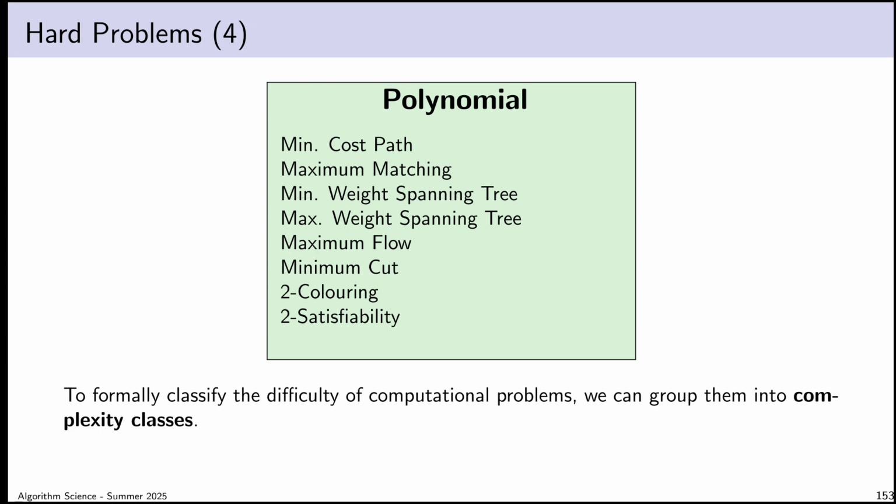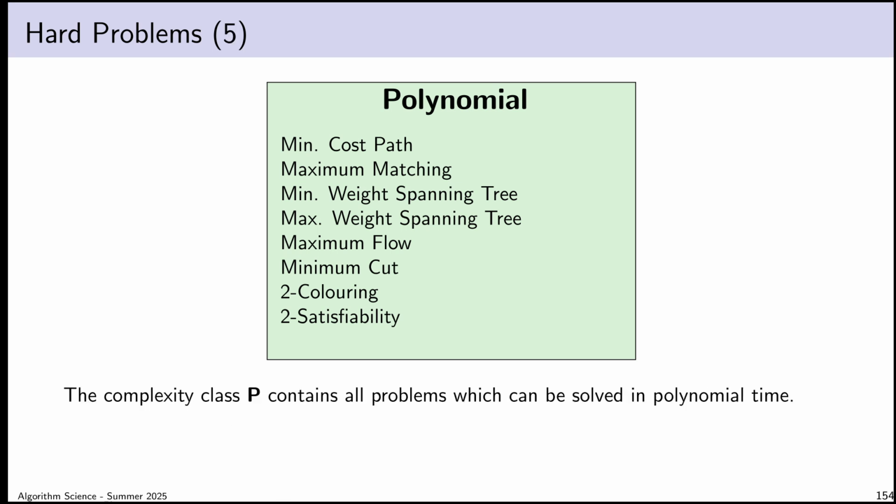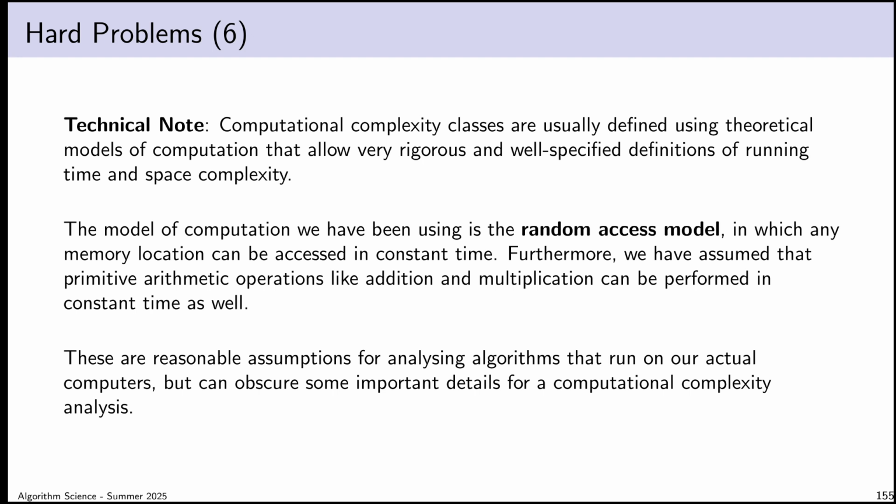One very natural complexity class is to take all problems that can be solved in at most polynomial time, even problems that can be solved in constant time and logarithmic time count, because they can be solved in polynomial time or less. Let's take all of them and put them in one class. We'll call it P. The class P contains all problems that can be solved in polynomial time.